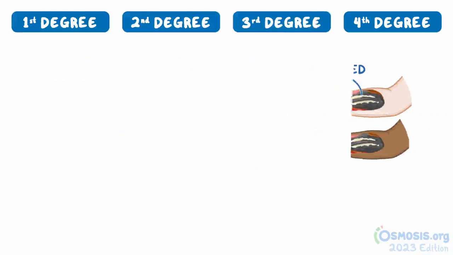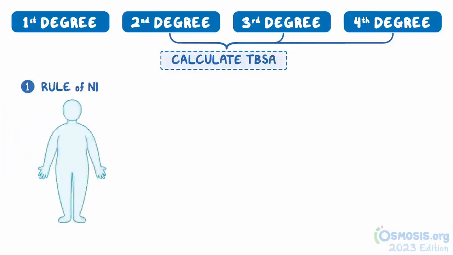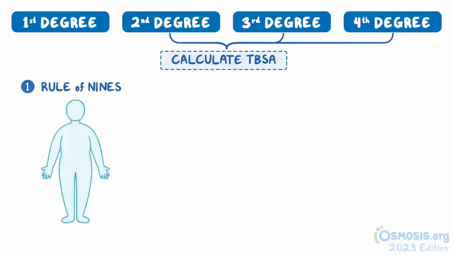Once you diagnose the 2nd, 3rd, and 4th-degree burn, calculate the TBSA to determine the treatment. The first method to calculate TBSA is the rule of nines, which assigns specific percentages to different body surfaces. In adults, the head represents 9%, the anterior chest and abdomen are 18%, the back is 18%, and the perineum is 1%. Each arm is 9%, while each leg is 18%.